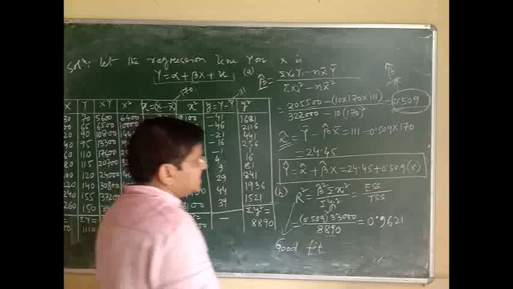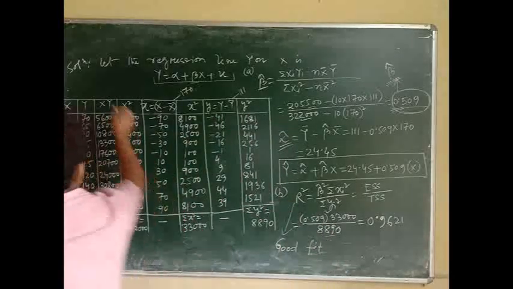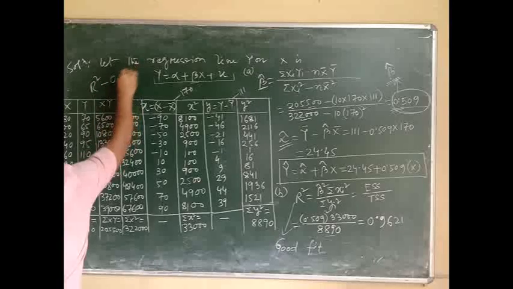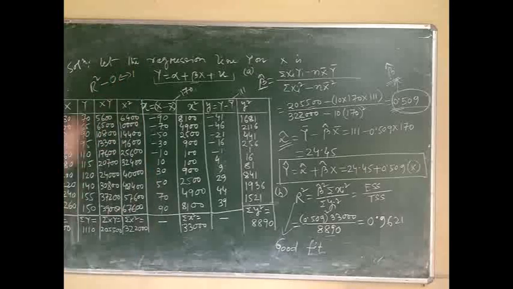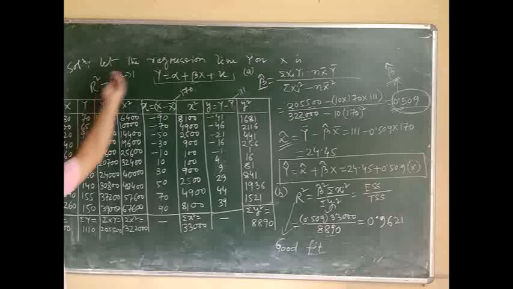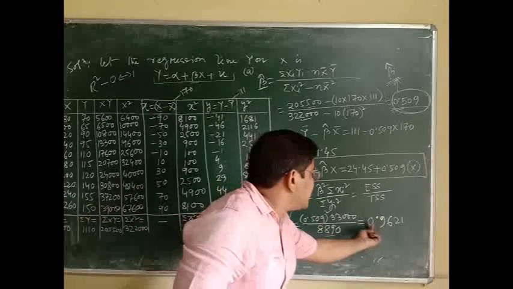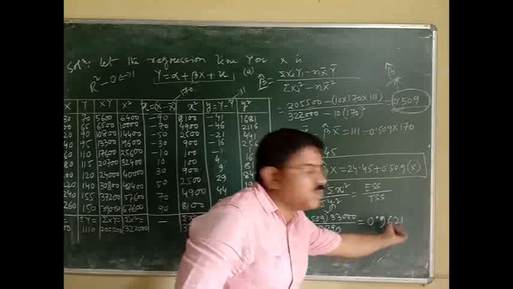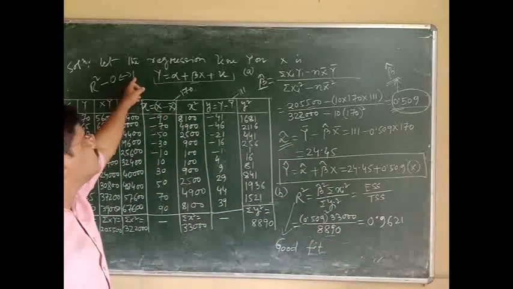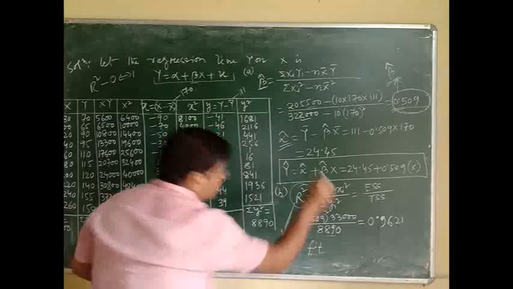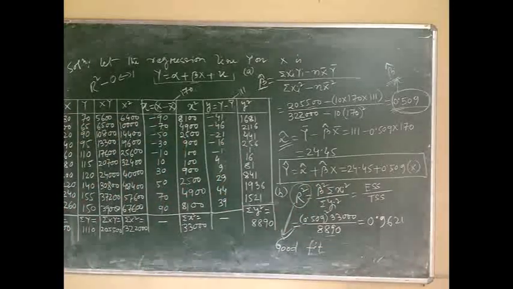As you know, r square ranges between 0 and 1. If the r square value is closer to 0, then you do not have a good fit, but if it is closer to 1, you have a good fit. In our case, r square is 0.96, very close to 1. So we can say our regression fit is a good fit. Your r square is a good result.